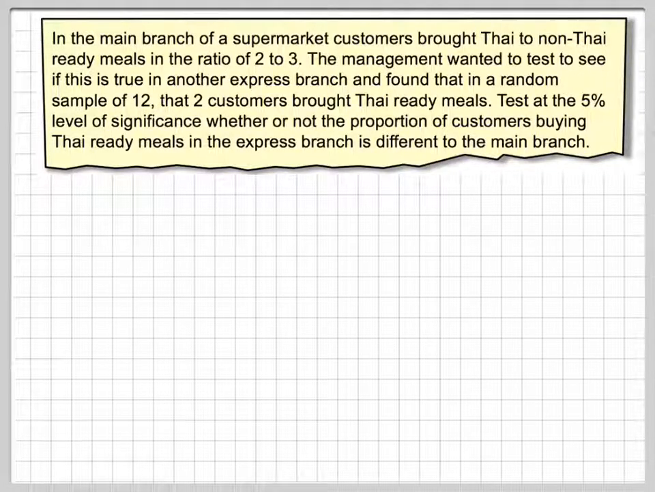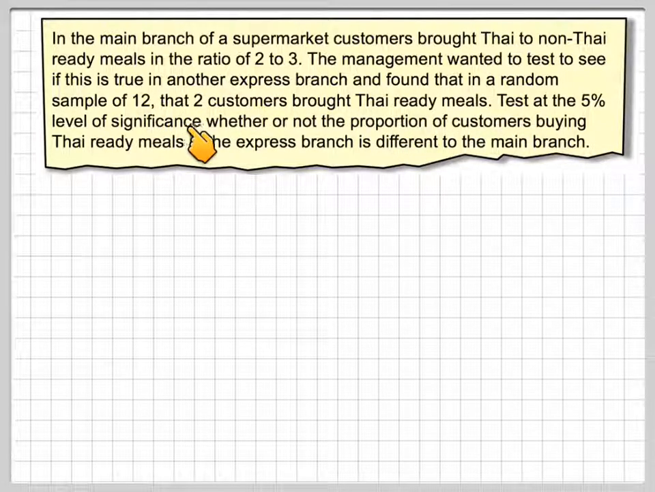Okay, in this video we're going to do another test of a proportion of a binomial distribution, but this time we're going to actually calculate the test statistic using a calculator. So it says, in the main branch of a supermarket, customers bought Thai to non-Thai ready meals in the ratio of 2 to 3. The management wants to test to see if it's true in another express branch, and found that in a random sample of 12, two customers bought Thai ready meals.